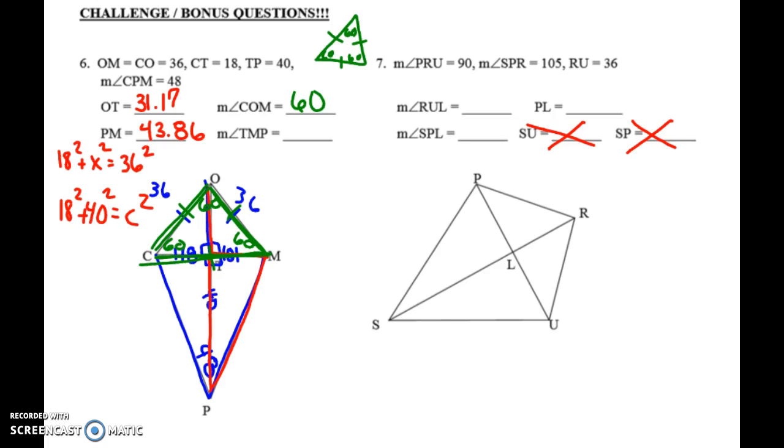And then once I figured that one out, it would be TMP. Well, I know that these two have to be the same, which means these two are the same. And this is a triangle, so 180 minus the, what is that, 48? Would be 132. And then I could cut that in half. Oh, that'd be 66. So that angle right there would be 66.